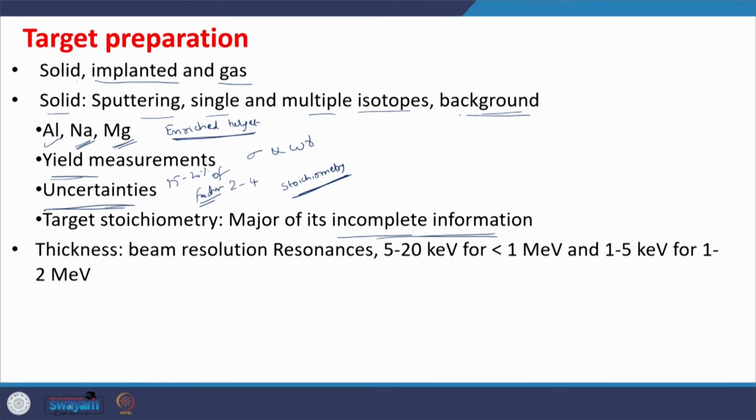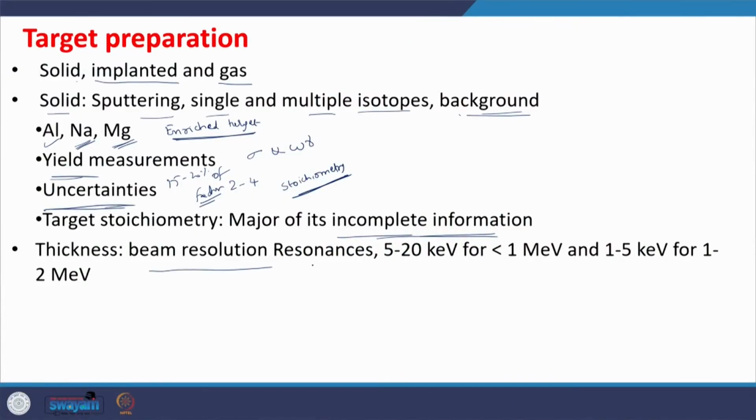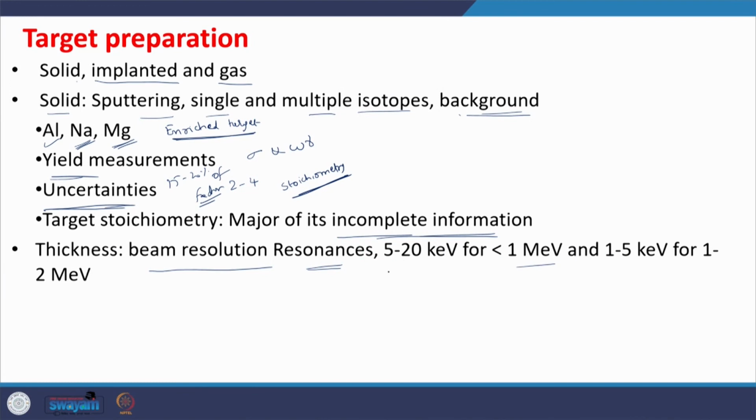All right. And how thick it should be. Of course, it depends on whether it is a resonant reaction or non-resonant reaction, and on the beam resolution. If it is a resonant reaction, the separation between the resonances should be larger than the beam resolution. For example, if the beam energy is less than 1 MeV, then the beam resolution should be of the order of 5 to 20 keV, and for above 1 MeV up to 2 MeV, the thickness of the target material should be of the order of 1 to 5 keV.